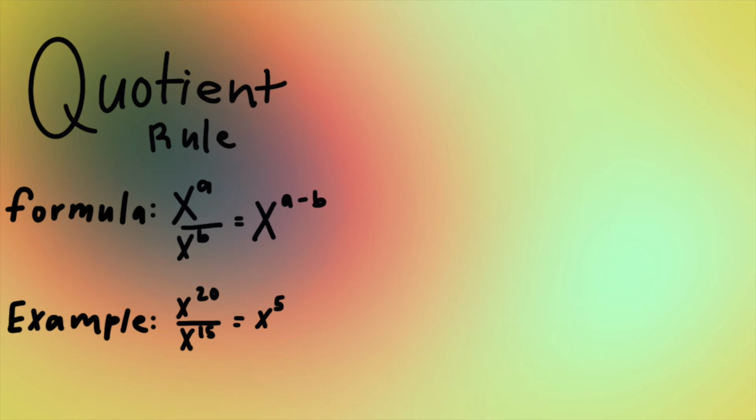x to the a power divided by x to the b power equals x to the a minus b power. Example, x to the 20th power divided by x to the 15th power equals x to the 5th power.